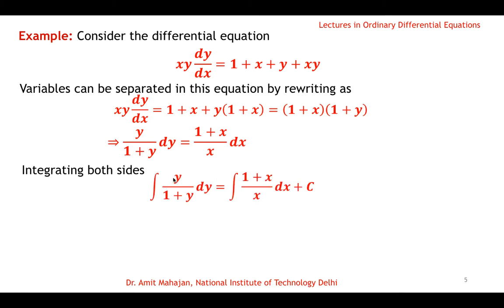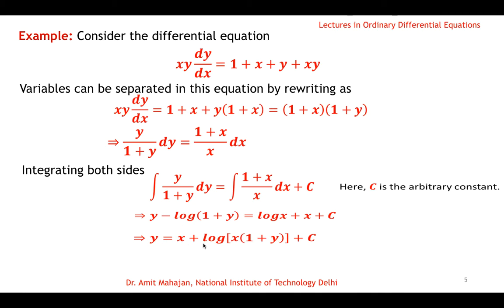So the integral of this equals the integral of that plus a constant, where c is an arbitrary constant. For the left side, you add 1 and subtract 1, so (1 plus y) over (1 plus y) is 1, whose integral is y, minus 1 over (1 plus y), whose integral is log of (1 plus y). On the right, the integral of 1 by x is log x, and x by x is 1, so its integral is x. Plus c, and then you can combine these two logs and rewrite: y is equal to x plus log of x(1 plus y) plus a constant. This is the general solution of the differential equation. It has exactly one arbitrary constant because the order is 1.